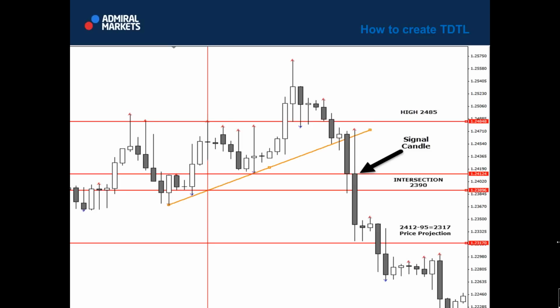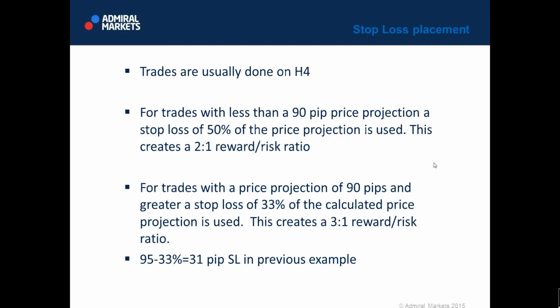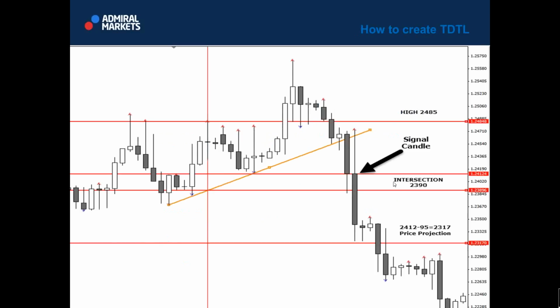So this is the signal candle. This is the close of the candle, this is the open of the candle, and we just subtract the difference from the signal candle. It's 24.12 minus 95. It's the price projection. So this is the target. Trades are usually done on the 4-hour time frame.